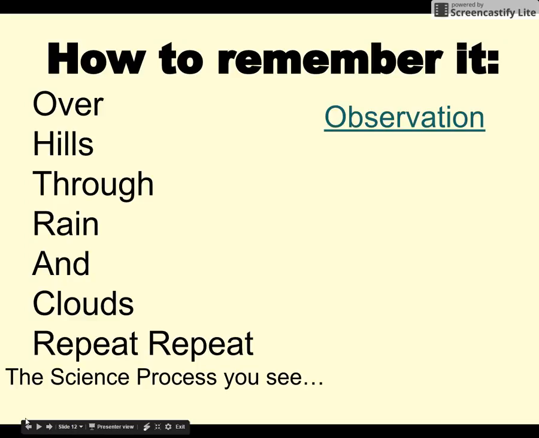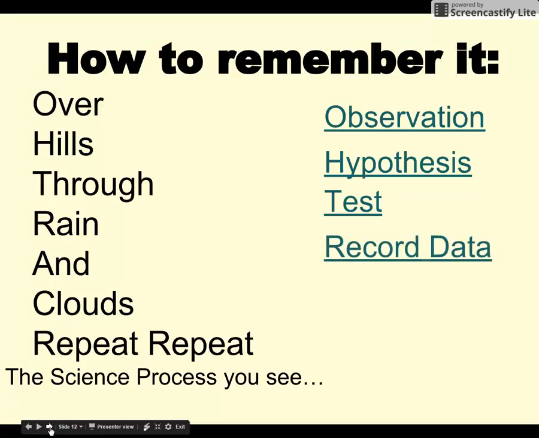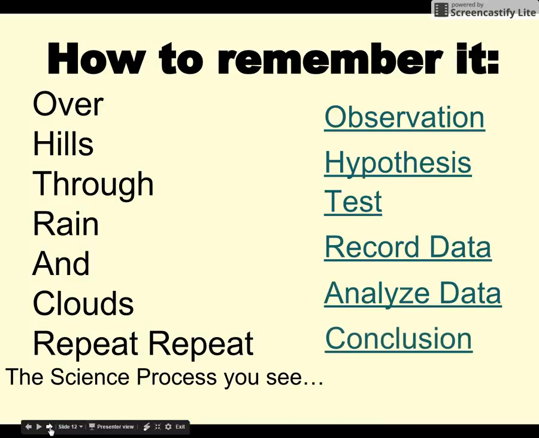And that's where you get silly and crazy. But over stands for observation, hills for hypothesis, through for test or experiment, rain for record data, and for analyze data, clouds for conclusion, repeat for replication, or having people test out your experiment or you doing your experiment several times. I know it's silly, but you should totally learn this song because it's going to help you remember our steps and the process of science, which will be on our quiz later.